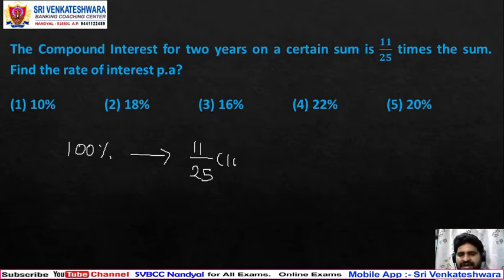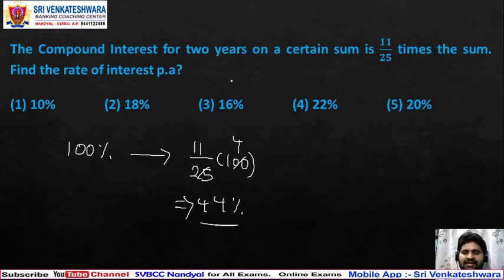Sum again we are taking as 100, I said. So 25 fours are 100. 11 fours are 44%. So it is producing 44% compound interest. That too in how many years? 2 years. In 2 years, if I am getting 44% compound interest, what is the rate of interest? Basically, for 2 years, what is the rate of interest in the compound case?